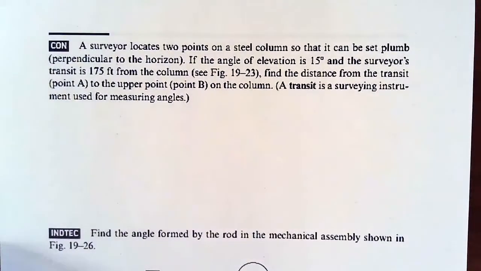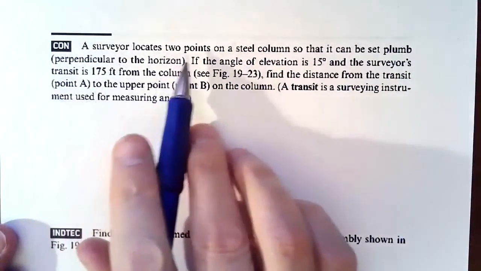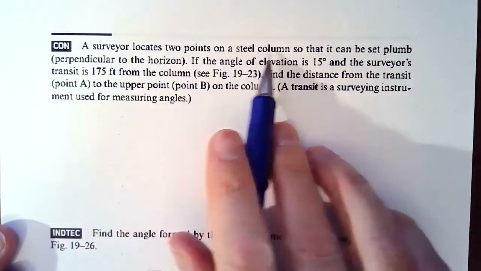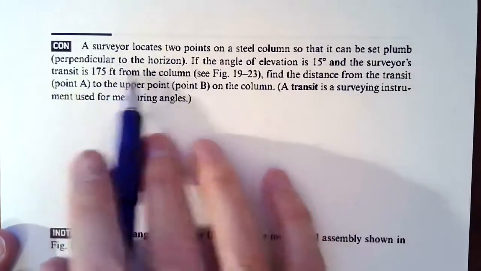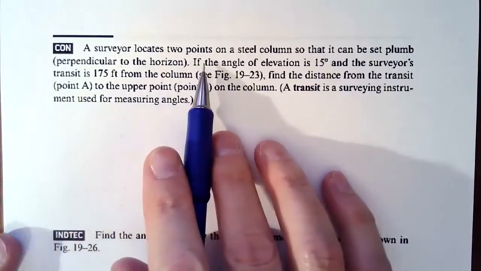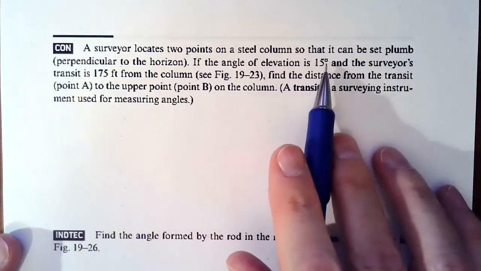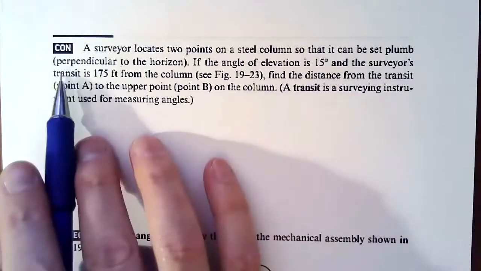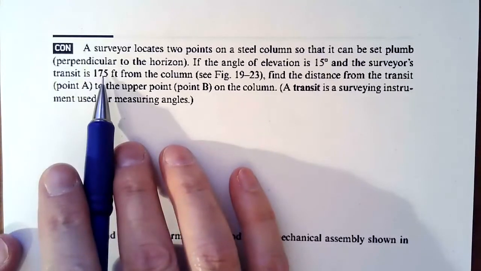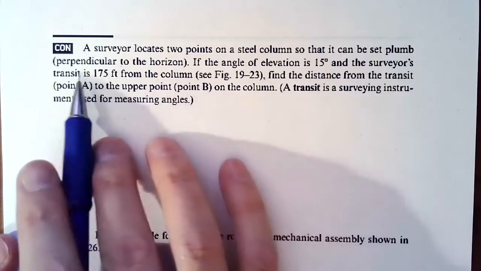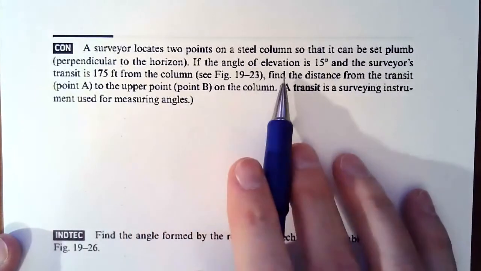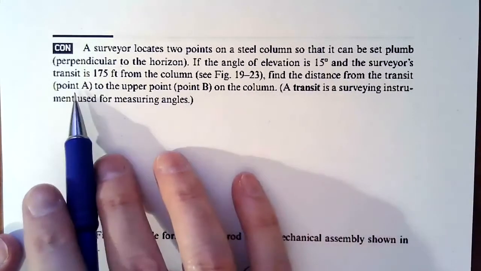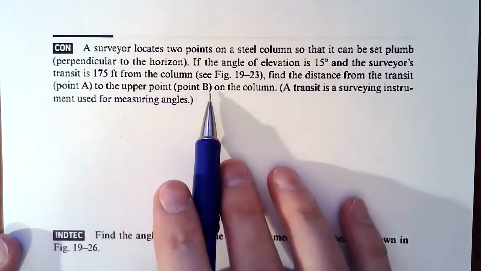All right, so the first one is, you have a surveyor who locates 2 points on a steel column so that it can be set plumb, which means it's just going to be perpendicular, so it's straight up and down. If the angle of elevation is 15 degrees and the surveyor's transit is 175 feet from the column, the transit is just the machine that they're looking through. Find the distance from the transit, point A, to the upper point B.